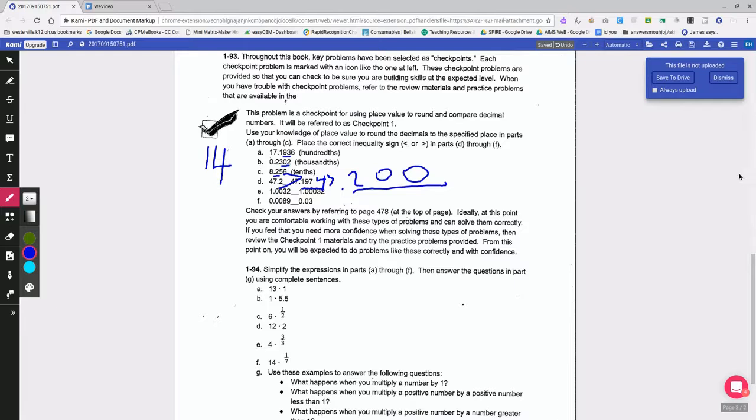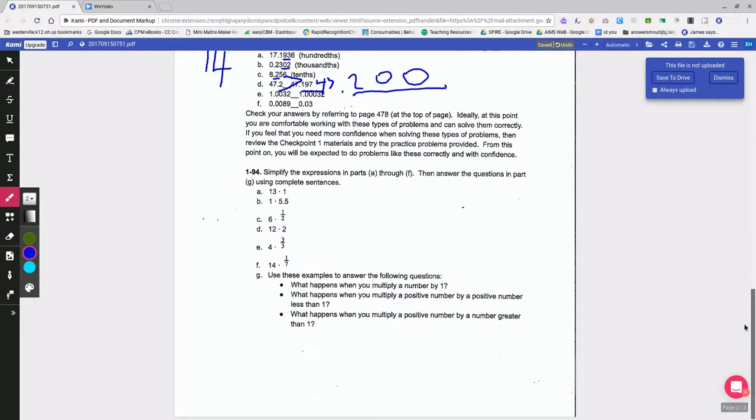Coming back down here again, simplify last part. I'll let you answer these questions and read them out. It's kind of your opinion. But again, simplify is just solving. It's another fancy word for solving. So, I mean, we all know what 13 times 1 is, 13. 5.5 times 1 is 5.5.